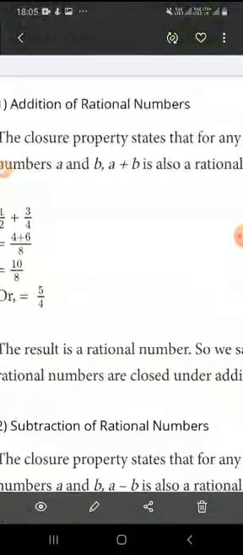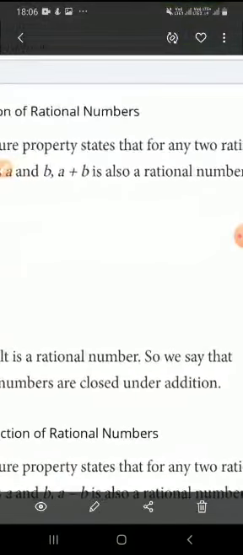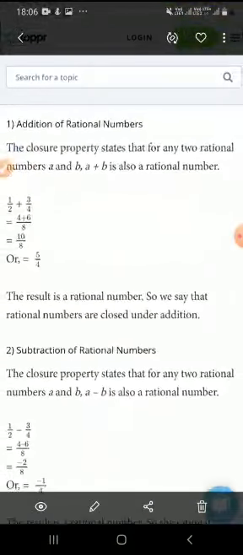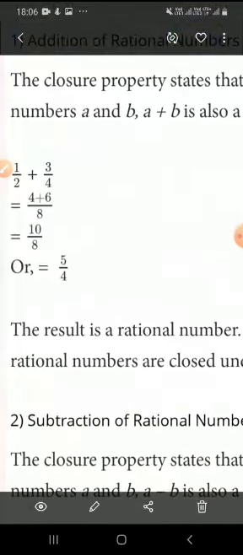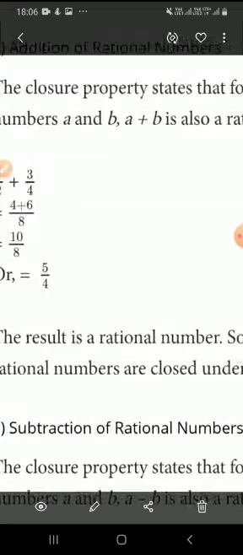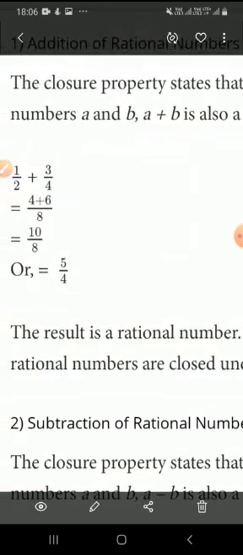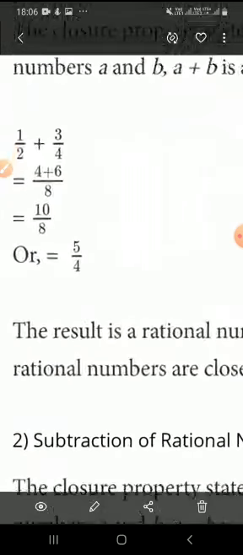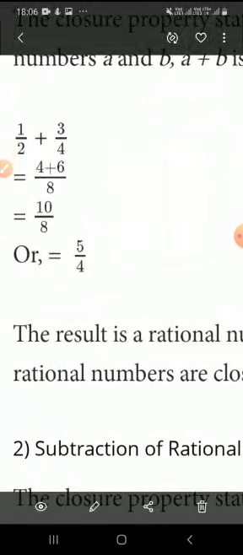Closure property: if 2 rational numbers are there, a and b, and if we add these 2 rational numbers, a plus b, then the result also will be a rational number. This is the closure property for addition. Let's see an example. If 2 rational numbers are 1 upon 2 and 3 upon 4, on adding this, 1 upon 2 plus 3 upon 4, you are getting the answer as 4 plus 6 upon 8, that is equal to 10 upon 8. On simplifying it, we are getting 5 upon 4.